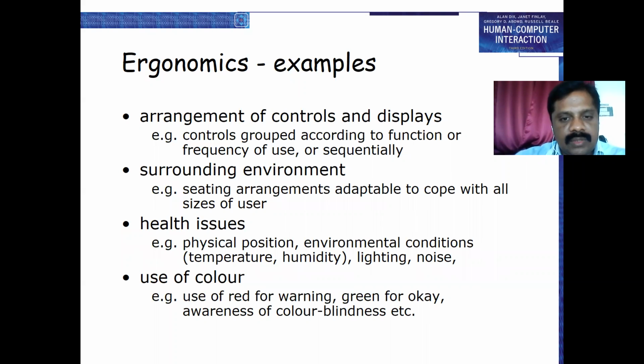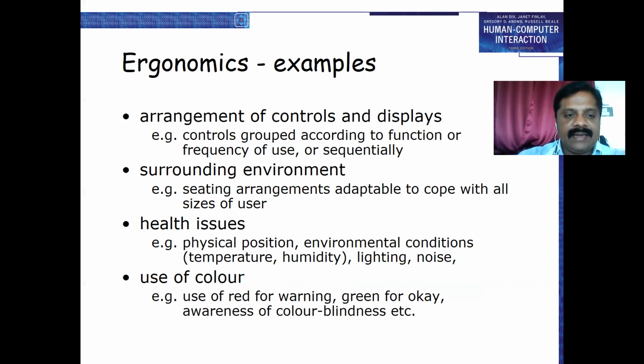Example: controls grouped according to function, frequency of use, or sequentially. The controls mean whatever physical characteristics we are using in our interaction. We need to arrange them accordingly. That's why they are called controls grouped according to function or frequency of use or sequentially. So we have to arrange all these things based on the function, frequency of use, or sequence.